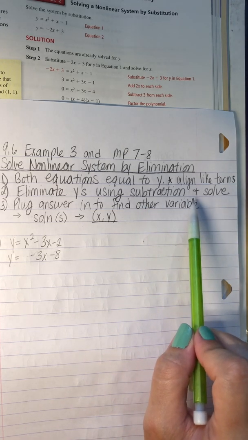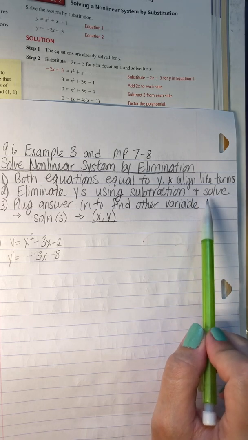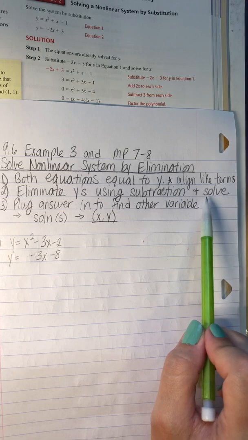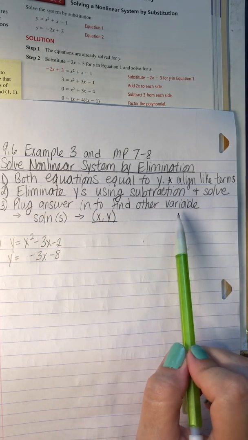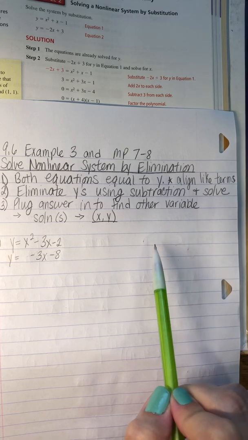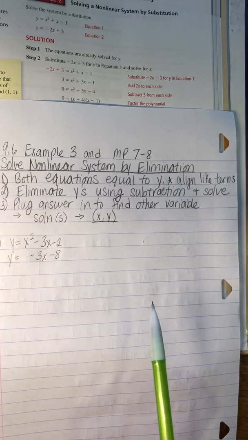Remember that your answer is always x and y together, so I can't stop here. I only found one variable. Then you take that answer, you plug it back in, and find the other variable. It is possible, again, to get no solution, one solution, or two solutions, so just be ready for that.